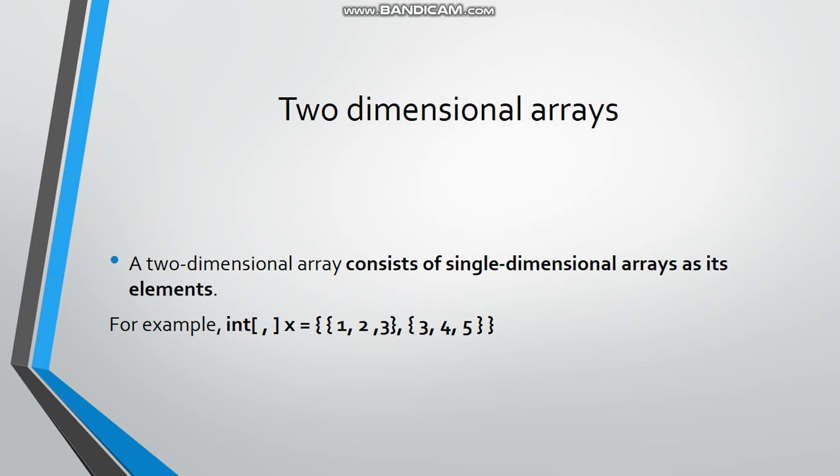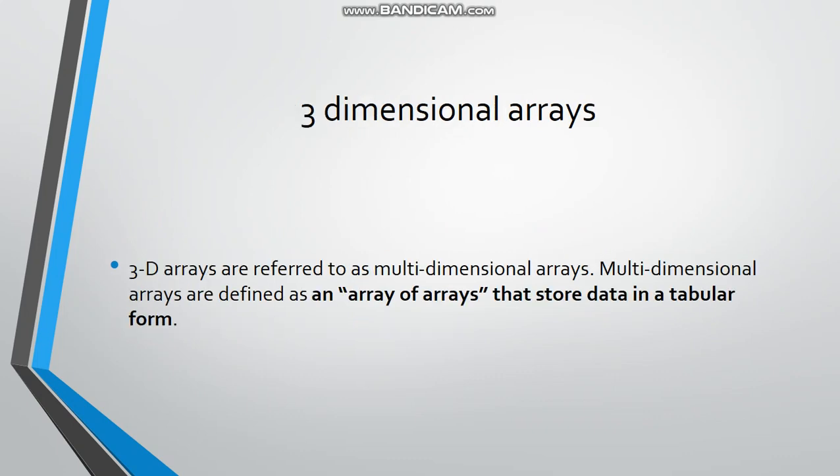Two-dimensional arrays. This consists of single-dimensional arrays as its elements. For example, we have int array x, then numbers. Then three-dimensional arrays, they are referred to as multi-dimensional arrays, and they are even defined as arrays of arrays that store data in tabular form.